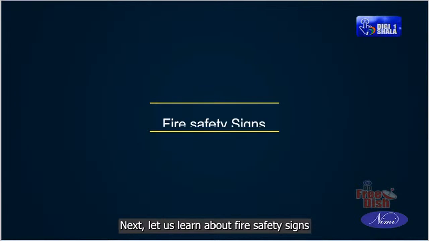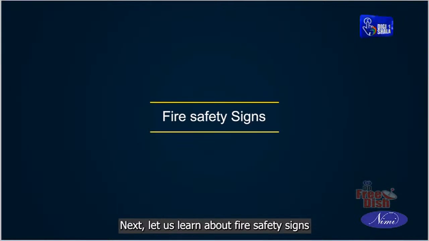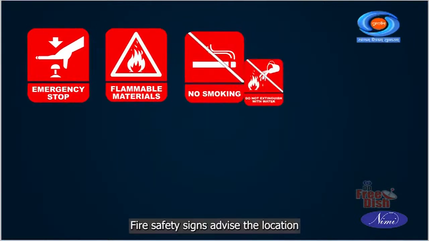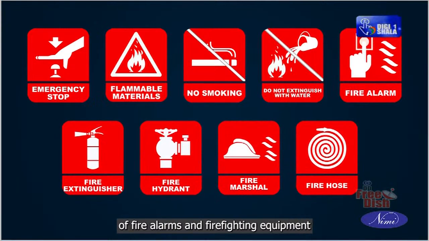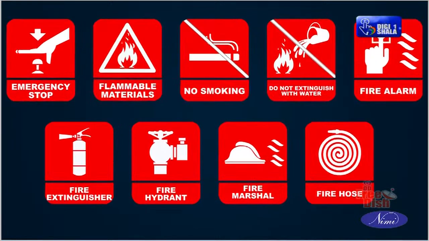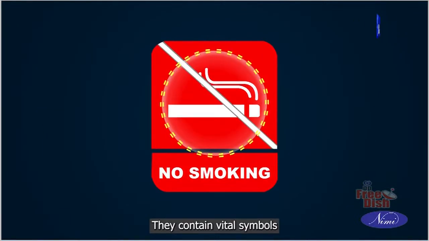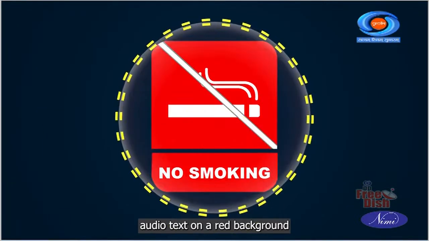Next, let us learn about fire safety signs. Fire safety signs advise the location of fire alarms and firefighting equipment. They contain white symbols or text on a red background.